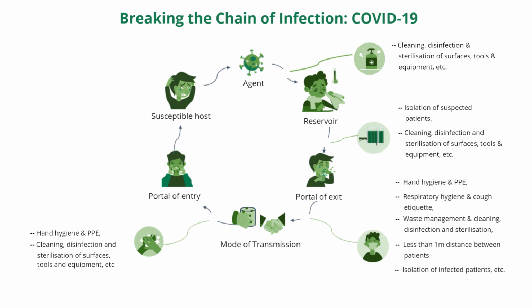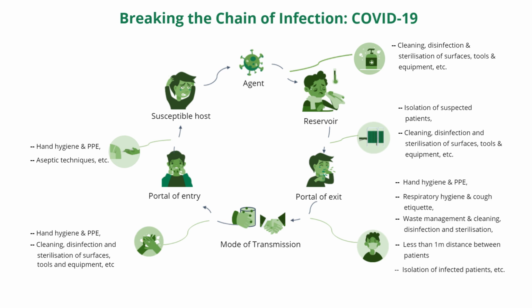One of the portals of entry for SARS-CoV-2 is through the mucous membranes. Transmission of infection can occur when a susceptible host touches fomites with his or her hands and then uses the same hand to touch their eye, nose, or mouth. In this situation, proper hand hygiene practice is a key IPC strategy in breaking the chain of infection at this link.